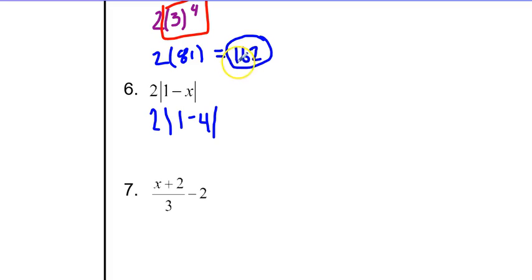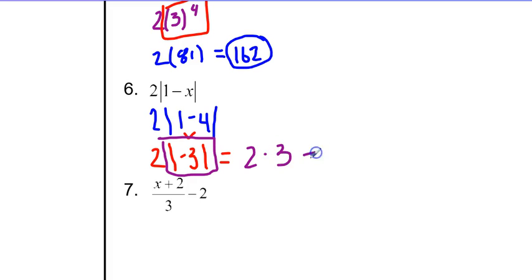Now, we do what's inside the absolute value first. So we're going to do 1 minus 4, but keep it in those absolute value bars. So I'm just going to draw those absolute value bars. And then 1 minus 4 is negative 3. Absolute value of negative 3. Anything inside absolute value bars becomes positive. So this negative 3 in here is going to become positive 3, but it's being multiplied by the 2. So we're going to do 2 times 3, which equals 6.